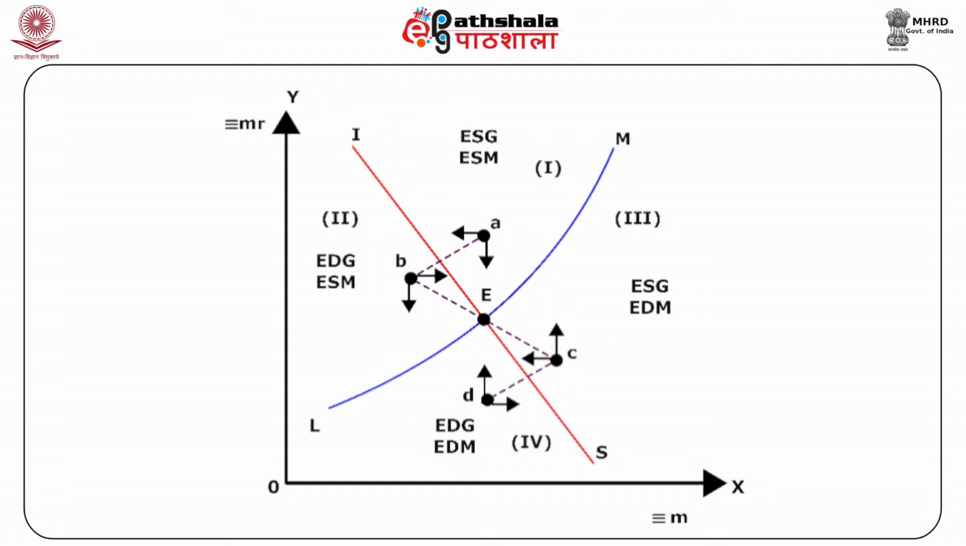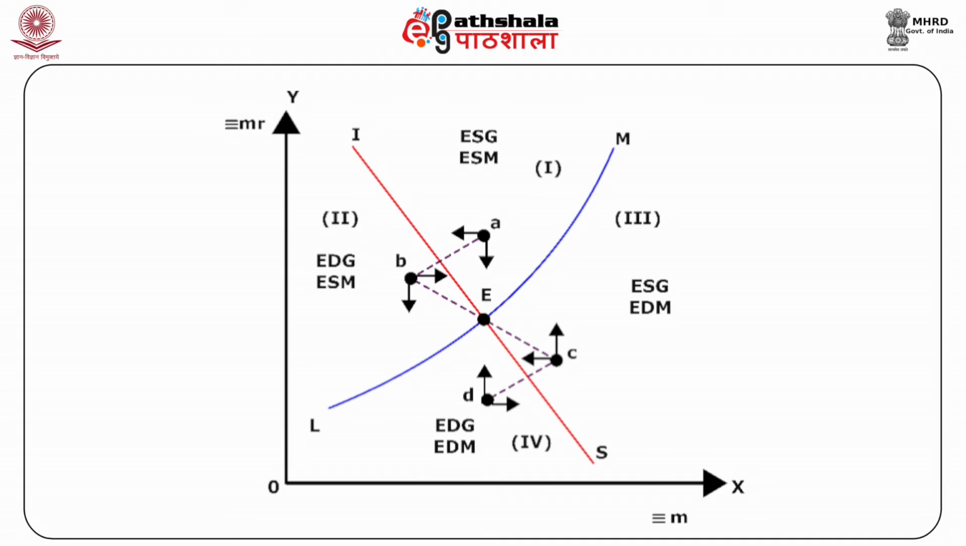You would notice that at A there is an excess supply in the goods market and there is excess supply in the money market as well. Therefore, you would notice that we have written ESG and ESM against point A. At this point, what we can see is that there is an arrow which goes to the left from A and goes to the bottom or downwards from A.